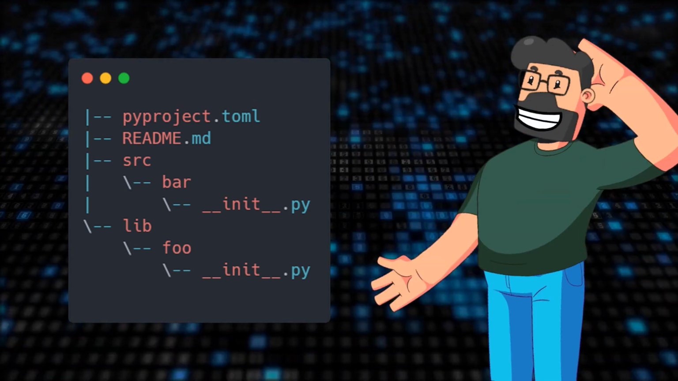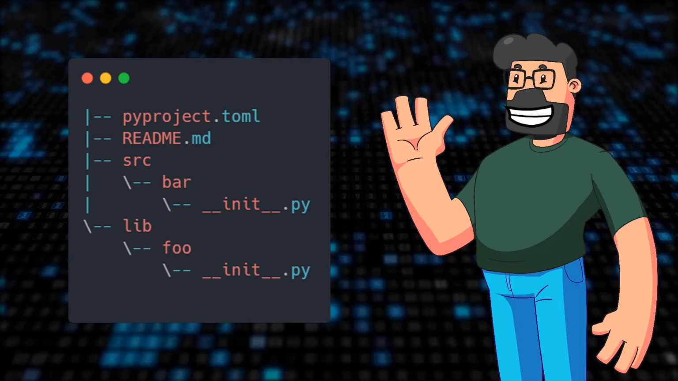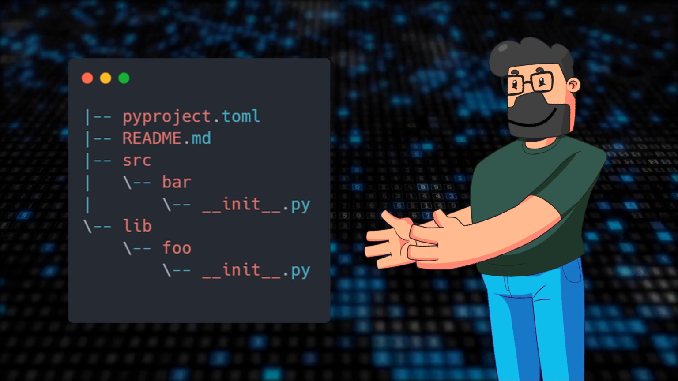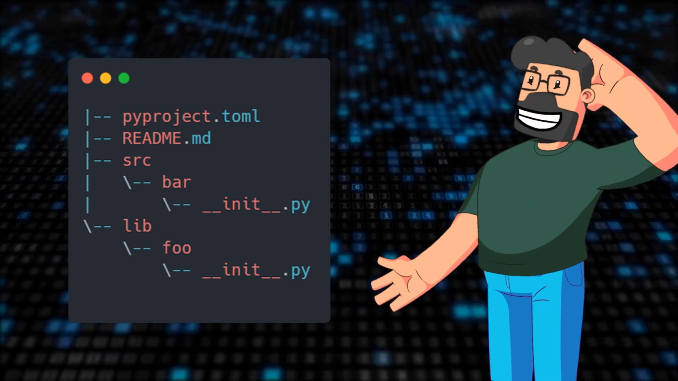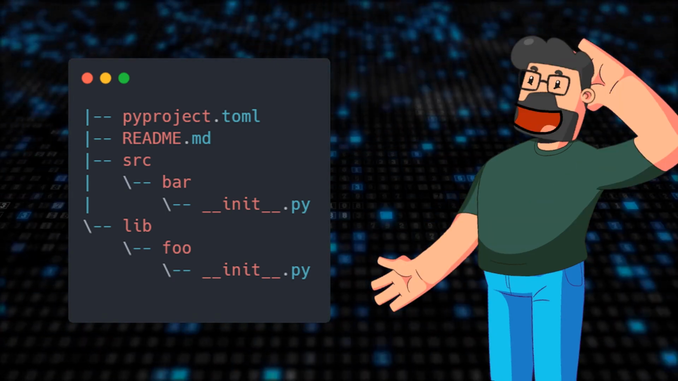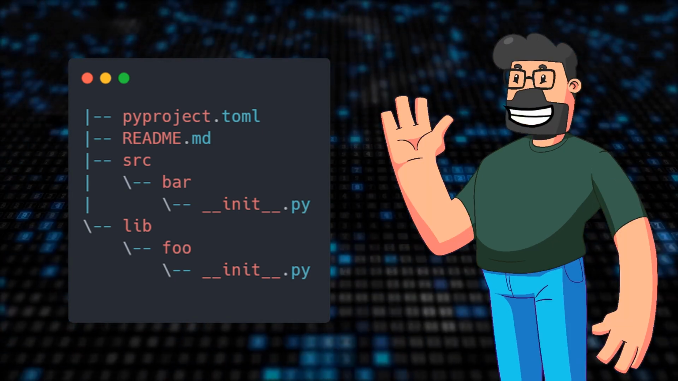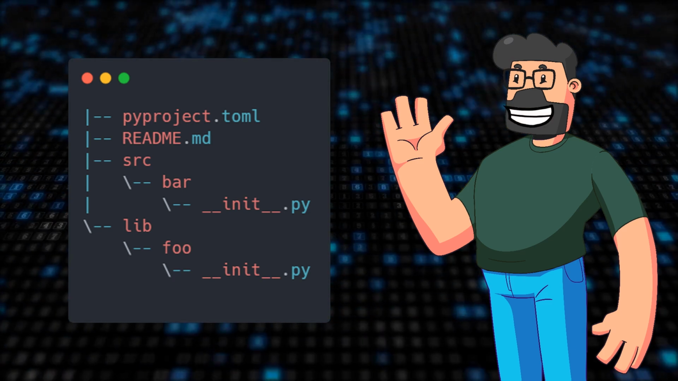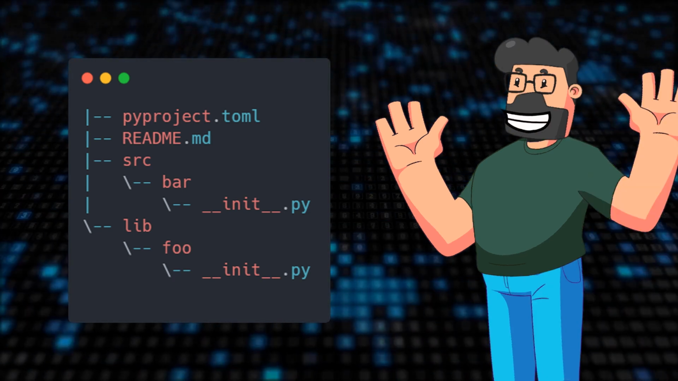In the pyproject.toml file, you'll need to configure the tool.poetry section with specific packages you want to include, along with their corresponding source directories. These packages can be defined using the include and from attributes, pointing to the desired locations.